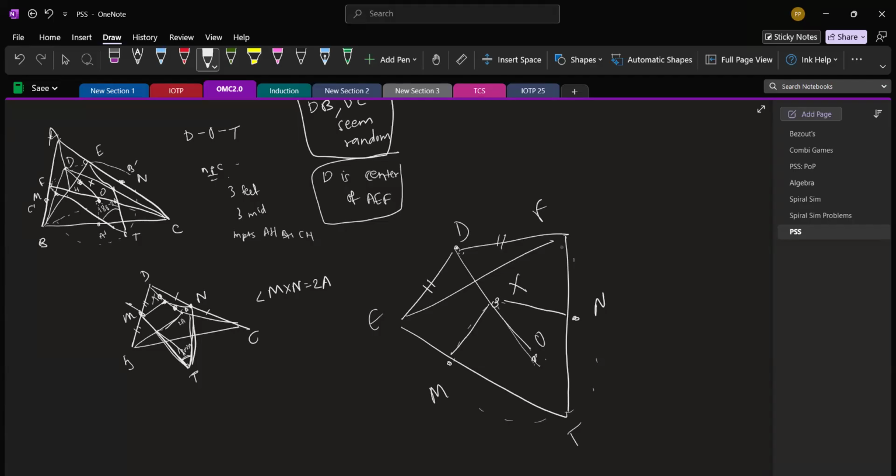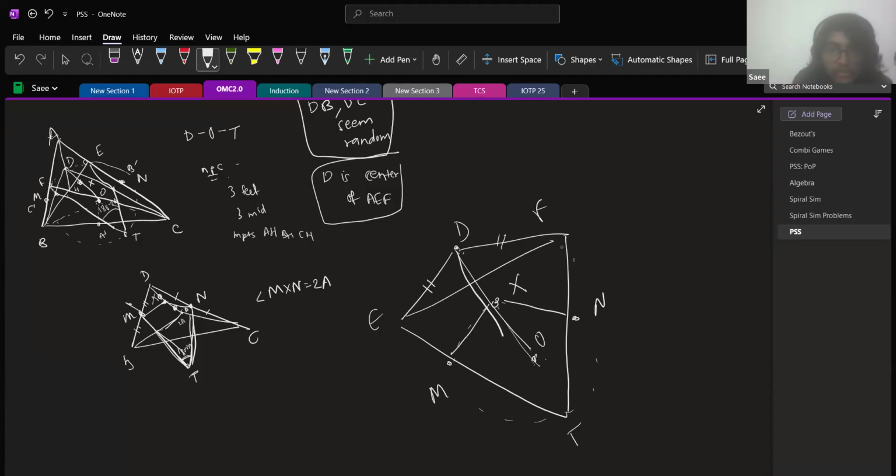What would that midpoint help us? How would that help us? Let me just join DT. Interesting. Let me join DT. What do you know about DT in this cyclic quadrilateral, DETF?